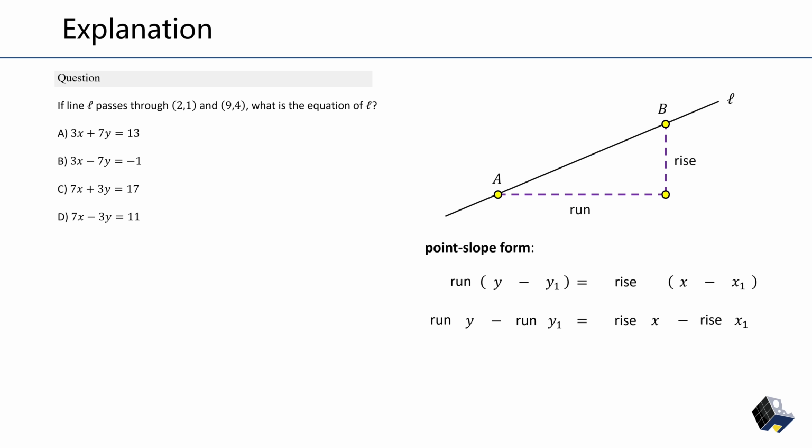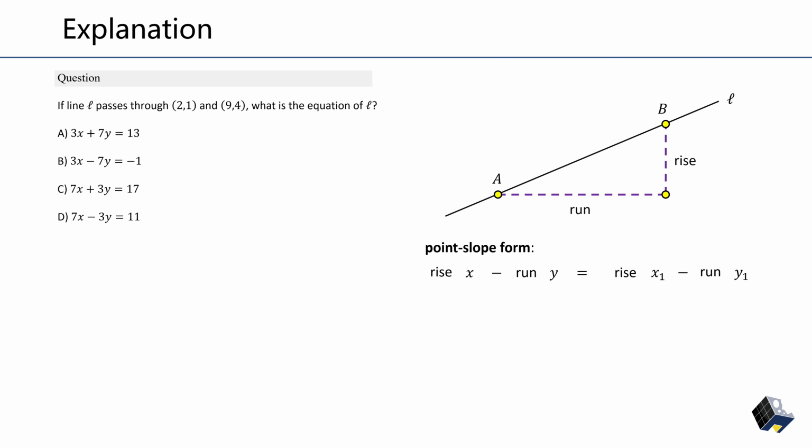Next, I want to group x, y together and x1, y1 together. So, we subtract rise x from both sides and add run y to both sides. Finally, we get the following equation. And then we flip the signs.